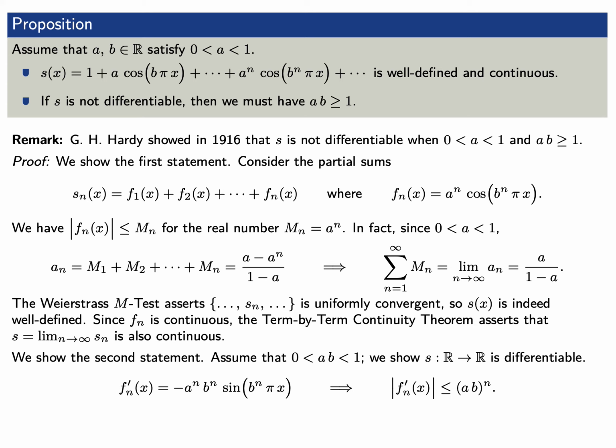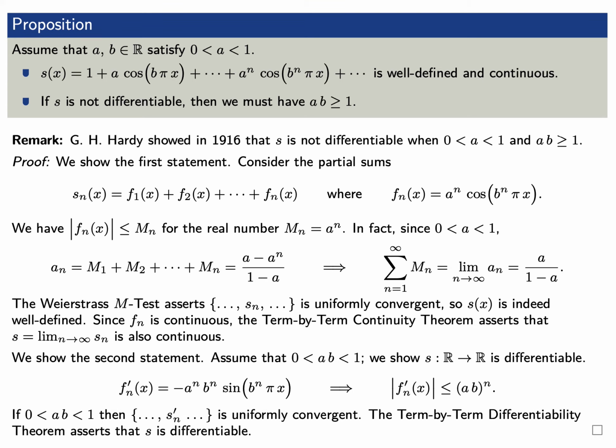The absolute value of fn prime of x is less than or equal to a times b to the n. So by using the Weierstrass M test again, we see that our derivatives Sn prime must form a uniformly convergent sequence of functions. Now, by the term-by-term differentiability theorem, we see that our series S must be a differentiable function.